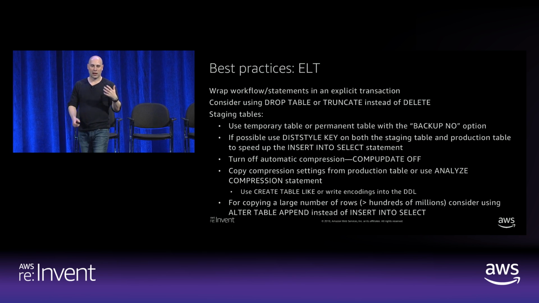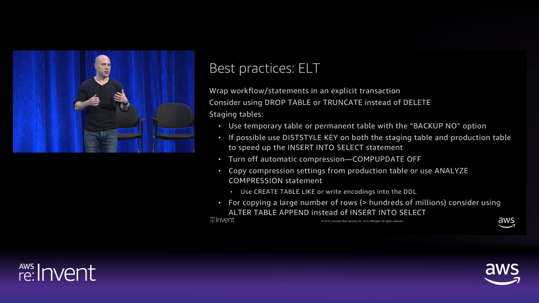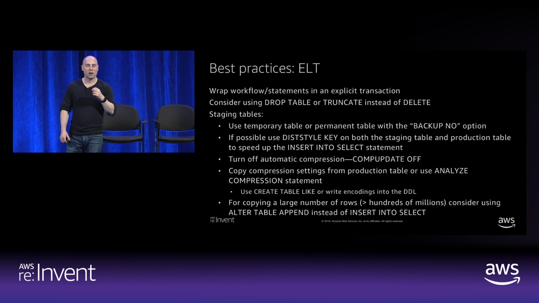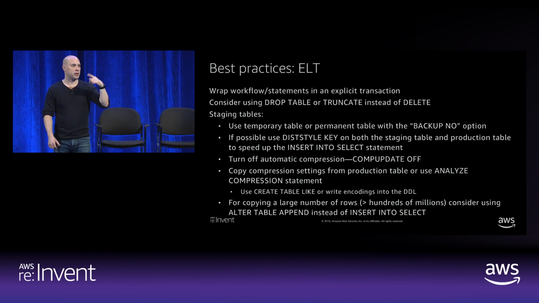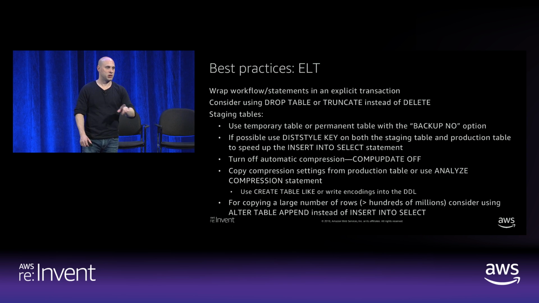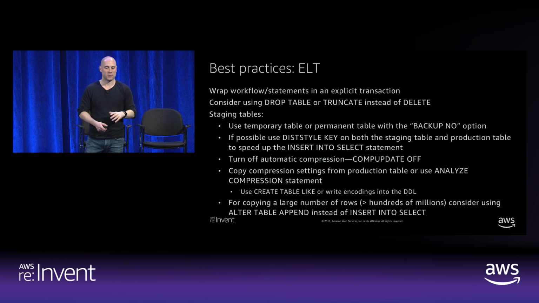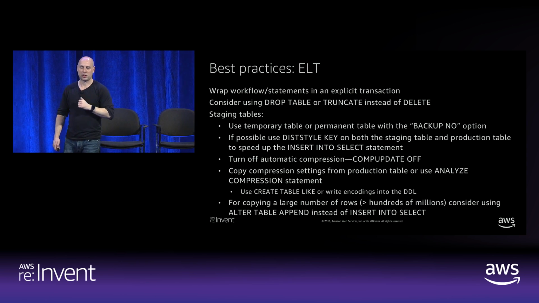Make sure that if you do have these staging tables and prod tables, if they can share the same distribution key, that will make that insert into select much faster. Turn off automatic compression for these staging tables when you're loading data in, or apply compression manually, like using the LIKE statement. The reason why: sometimes I'll see these workflows that are creating a staging table, and then Redshift figures out the compression for it, and then they drop the staging table, and then they create the staging table again. Redshift figures out the compression again, and that happens over and over again every 15 minutes. Very wasteful. So apply compression to those tables.